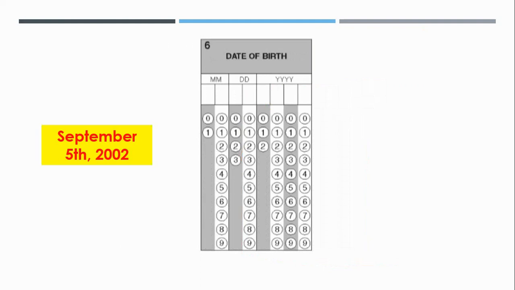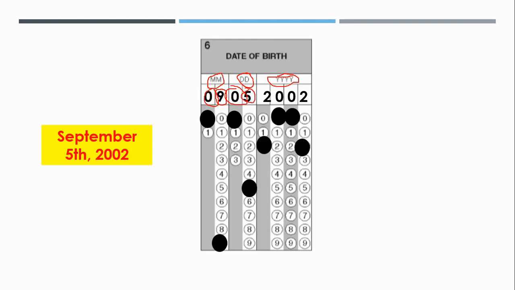Date of birth. Let's suppose that you were born on September the 5th, 2002. Where it says month here, well, you have to start with the month, okay? The month is September, 09. The day is 05, and the year, well, it's 2002, all right? So in the case of this month, which is September, 9 is okay, but also you have to include this 0 before the 9 and this 0 before number 5, which is the day. And you have to fill the corresponding circles for those numbers.